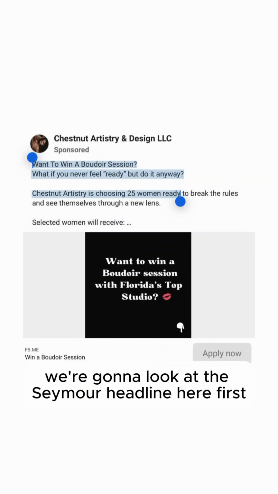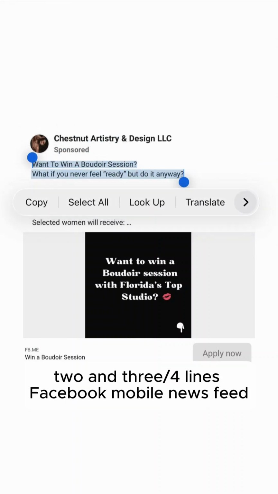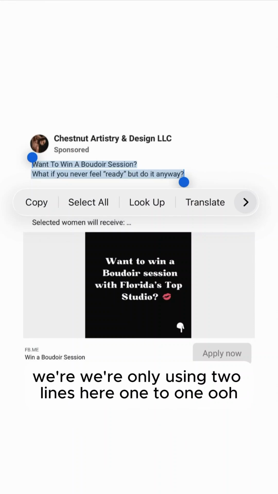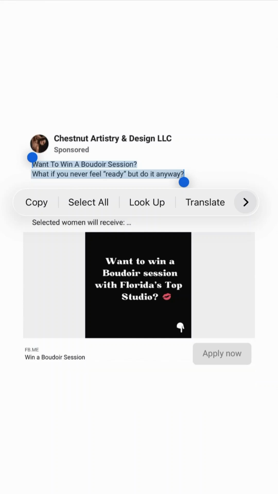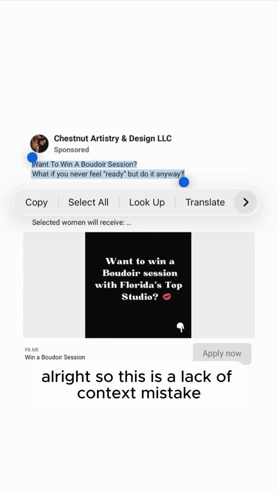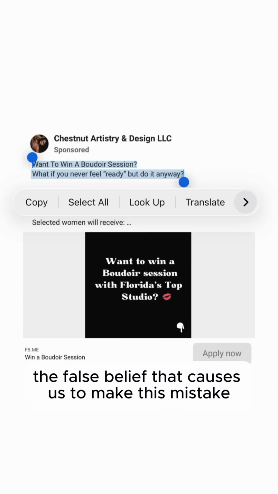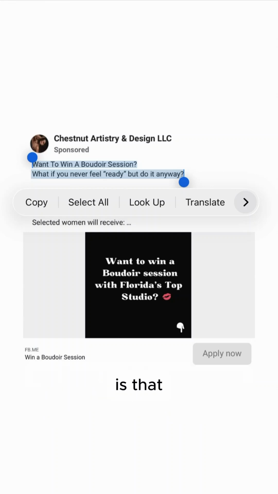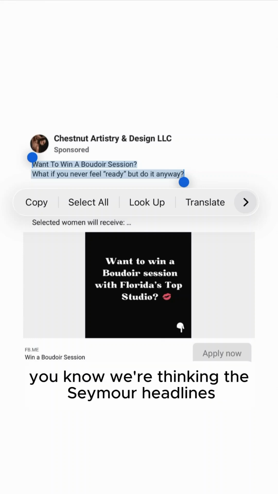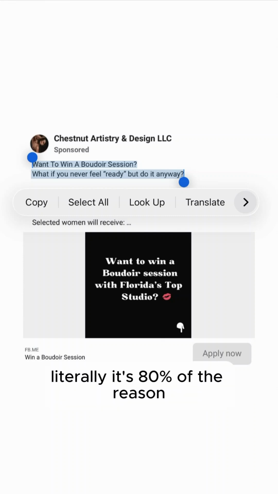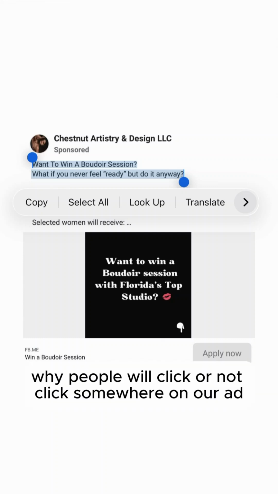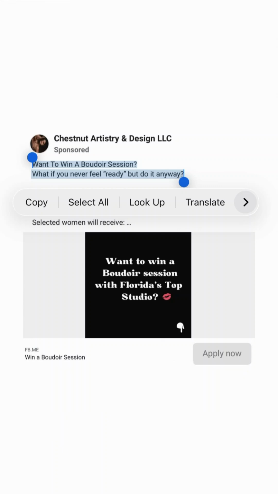Finally, we're going to look at the See More headline here. First 2 3/4 lines, Facebook mobile newsfeed. We're only using 2 lines here. 120 Boudoir session. What if you never feel ready, but do it anyway? All right, so this is a lack of context mistake. The false belief that caused us to make this mistake is that we're thinking the See More headline is kind of willy-nilly, when in fact, literally it's 80% of the reason why people will click or not click somewhere on our ad. So this is actually the most important part.